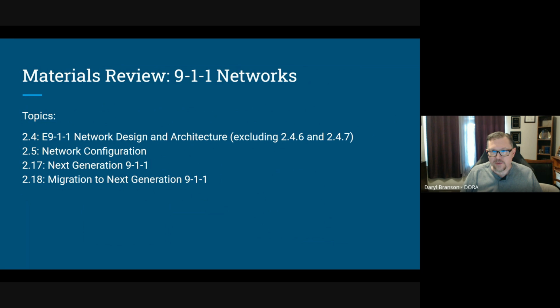Then we talked about 911 networks. We talked about E911 network design and architecture. We talked about network configuration, which really was talking about the telecom network configuration for basically your local landline service, but that's also the network that 911 rides over to get to the PSAP. Then we talked about next generation 911 and migration to next generation 911, super briefly, because you could spend an entire week on those two topics at least, but it was all done in one session. Does anybody have any questions or have anything in particular that we went over in that session that you would like me to go over in more detail or recap?